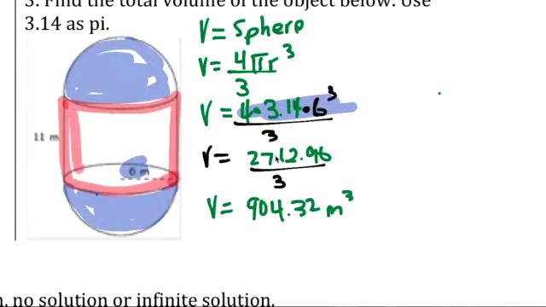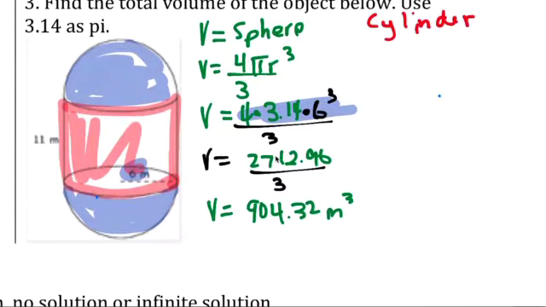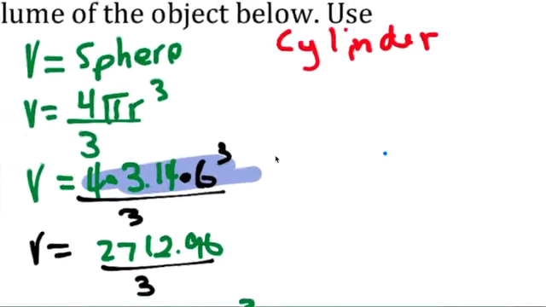Okay, and then the other shape right here is a cylinder. You notice this is a cylinder. So we're going to find a volume of the cylinder. And then in the end we add it. There are two attached shapes to find total volume.